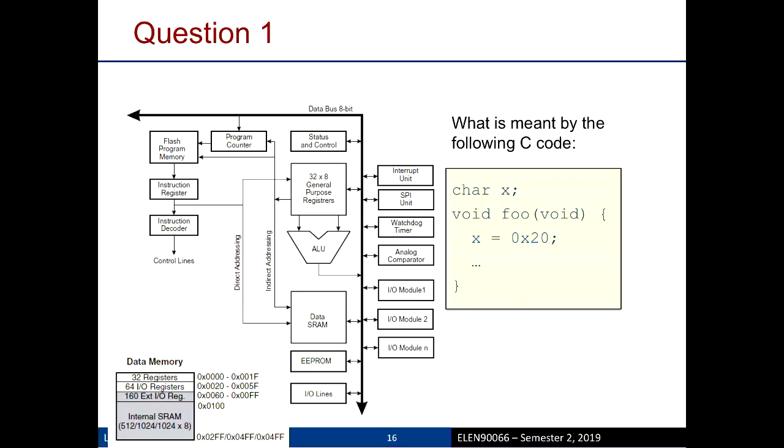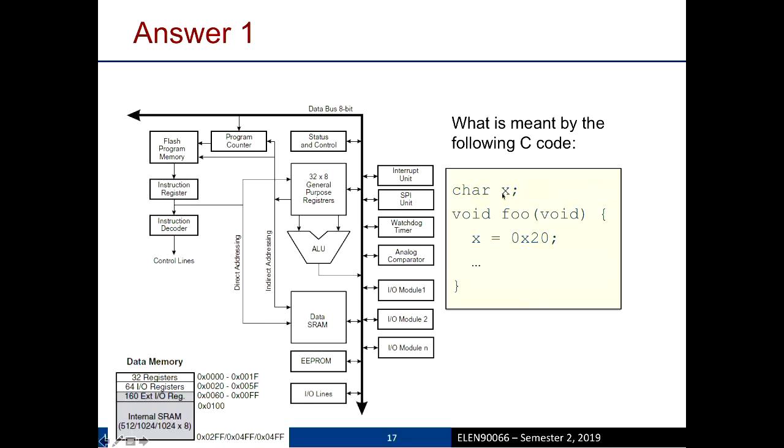It's pretty simple. So where is x located? So x, we know its value. Its value is just 20 hexadecimal. So it's an 8-bit number. But where is it stored?